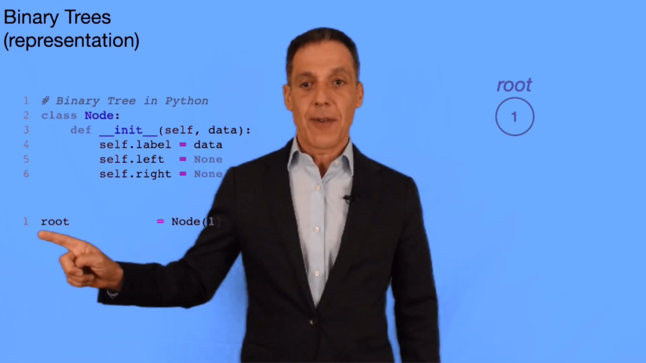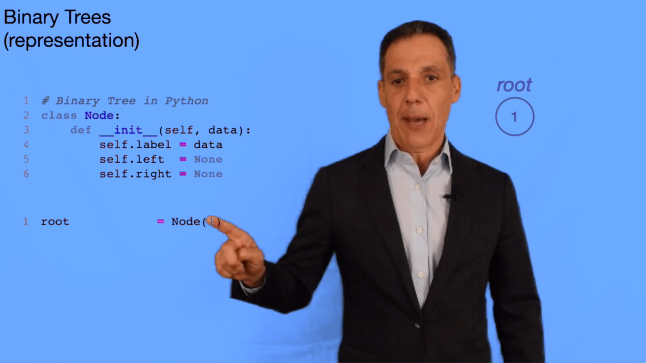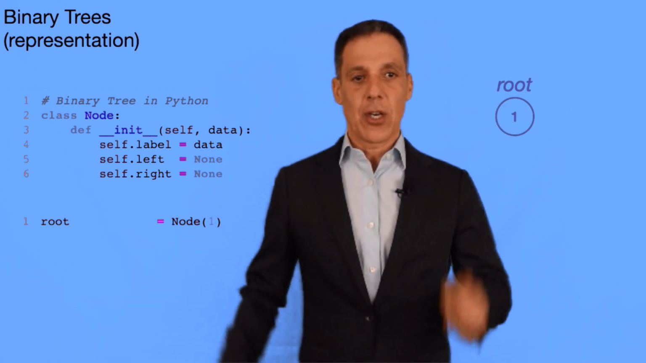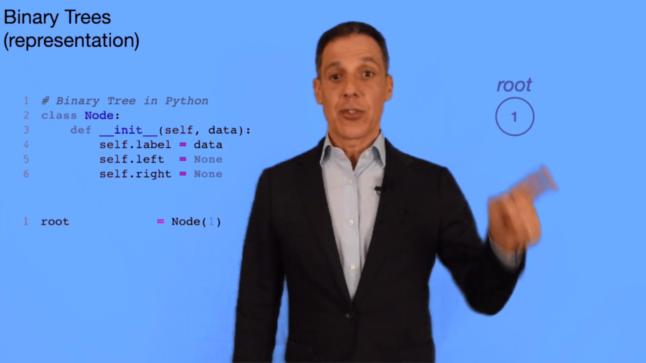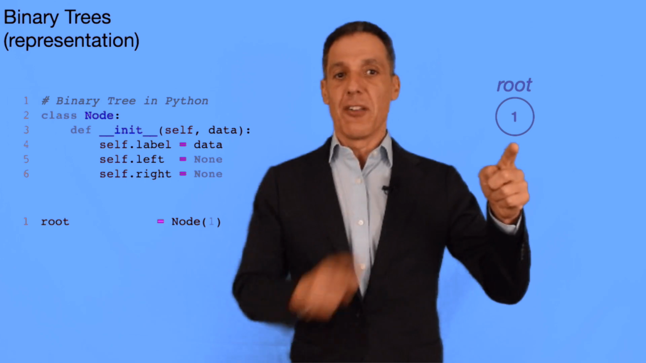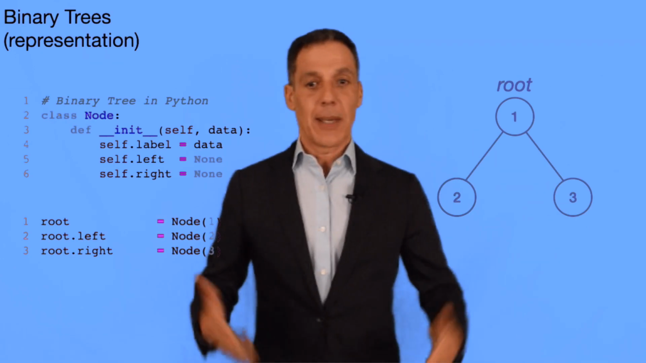So I'm going to define the variable root, because that's the root of the tree, to be a node, and I'm going to pass in the value 1. So there's going to be the picture, and this is going to be the code that generates it. Now notice there's no children. Why? Because the left and the right for this node are none. So I just choose not to represent anything for those. There's nothing there.